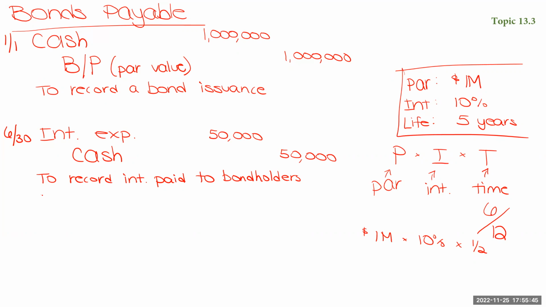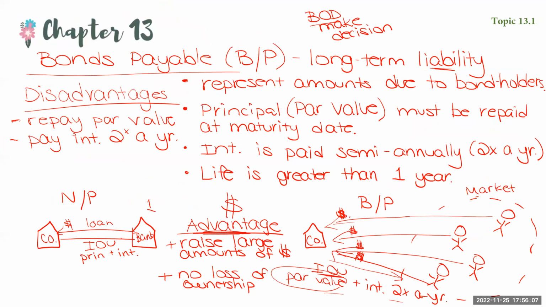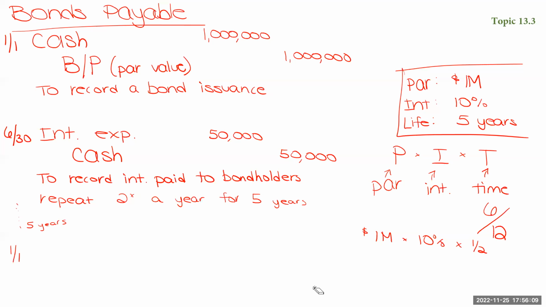All right, they're going to repeat this journal entry 2 times a year for the life of the loan, which is 5 years. Then at the end of the 5 years, let's say January 1st, 5 years later, the par value is due. We have to repay the par value.